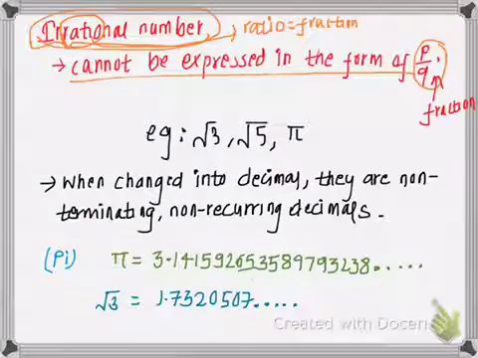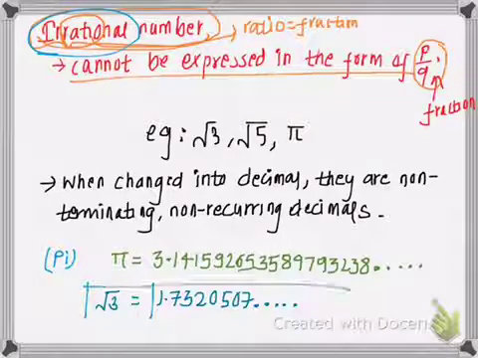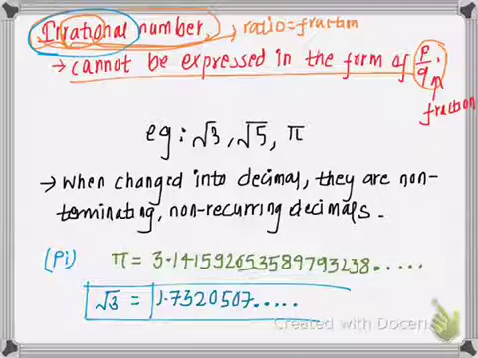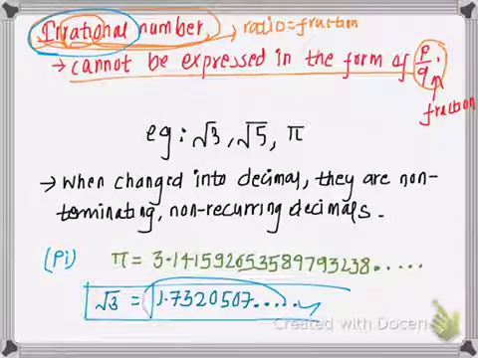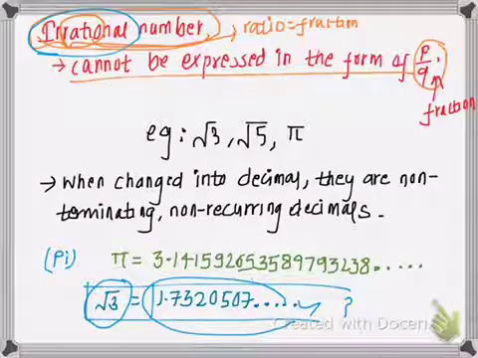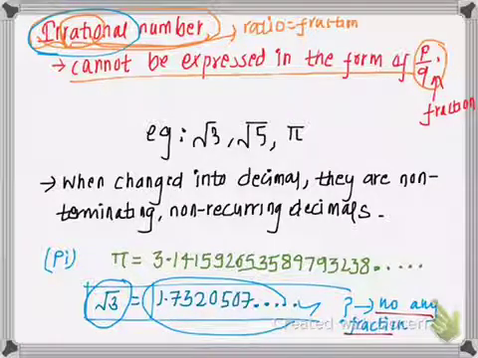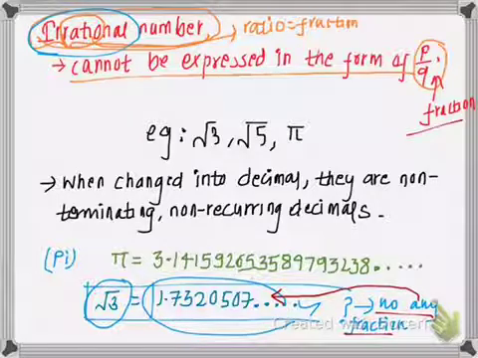But in case of irrational number, we cannot express this number in the form of ratio. Like for this root 3, which value is 1.7320507, we cannot find the fraction which gives the same value that is given by root 3. So there is no fraction that gives the value as given by root 3. So we can say that the irrational number cannot be expressed in the form of fraction.